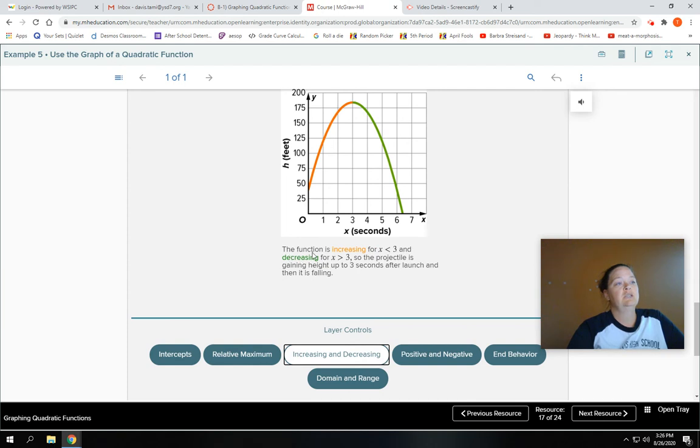Increasing and decreasing: the function is increasing for x less than 3, right? So this orange part is increasing, and it's decreasing for x greater than 3, so the green part is decreasing. So the projectile is gaining height, getting higher up to 3 seconds after the launch, and then it's falling back down.